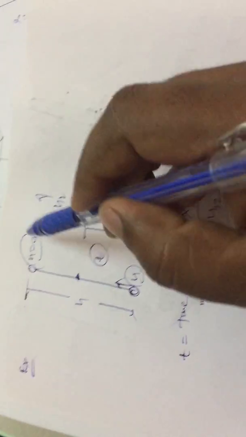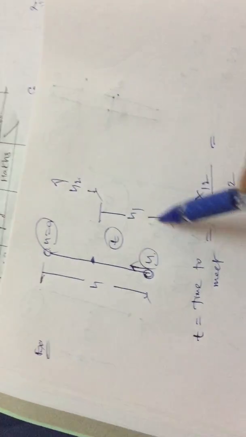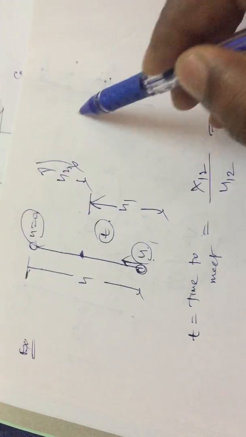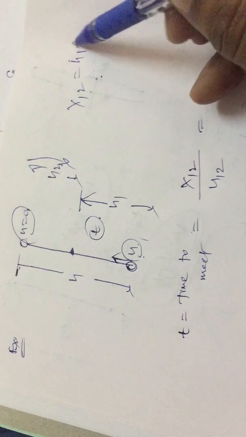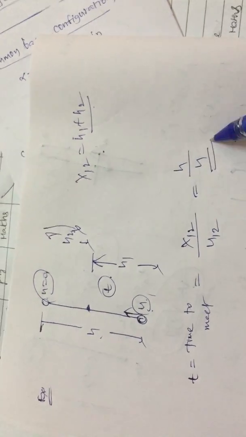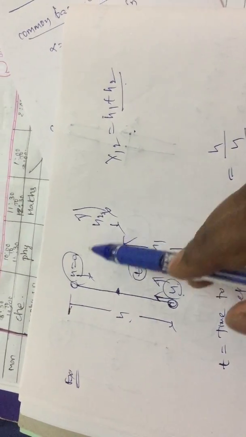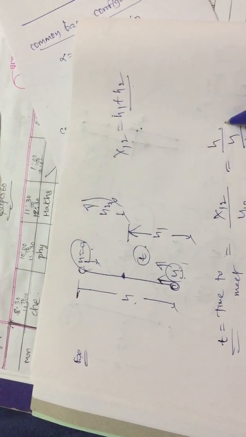Initial separation is what? This is h1 height, this is h2, but this is upward, this is downward. x12 equals h1 plus h2, which is equal to h only, so we write h by u, because u1 and u2 are moving in opposite direction, where u1 is 0 and u2 is u. So the time in which they will meet is h by u.